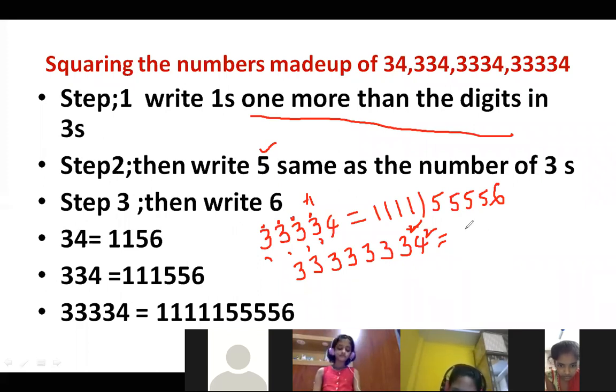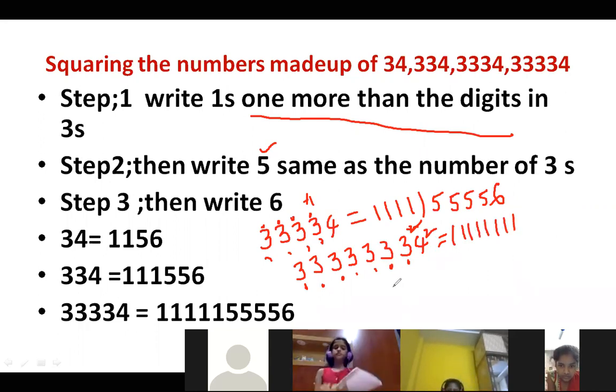So first write ones. How many ones should you write? It decides the number of threes. 1, 2, 3, 4, 5, 6, 7. Seven means you should write one extra, that means 8. 8 ones you should write. 1, 2, 3, 4, 5, 6, 7, 8. First step completed.